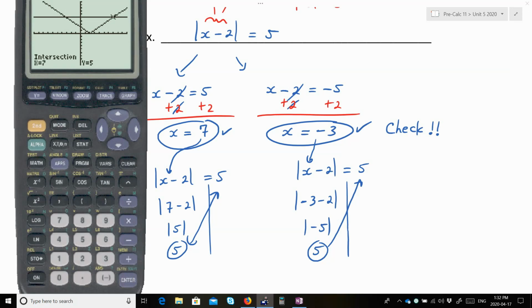Okay, so that's what's happening graphically, and if you want to try these graphically, I would always encourage you to look at Desmos.